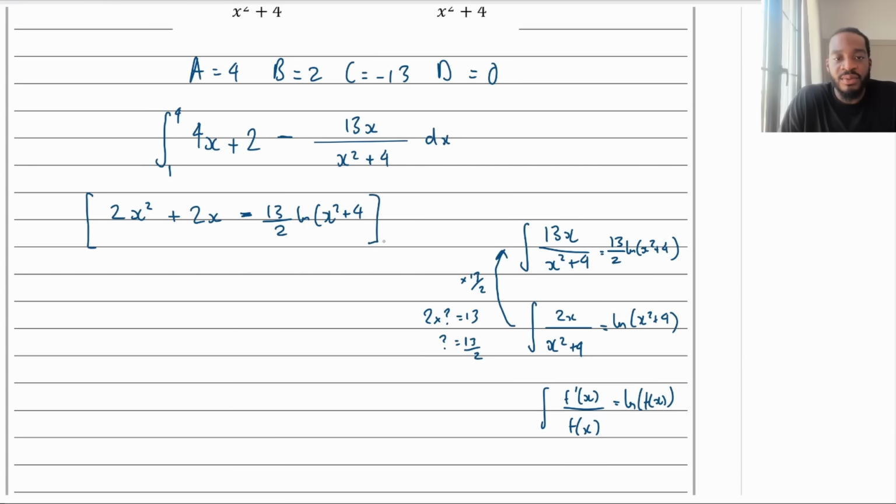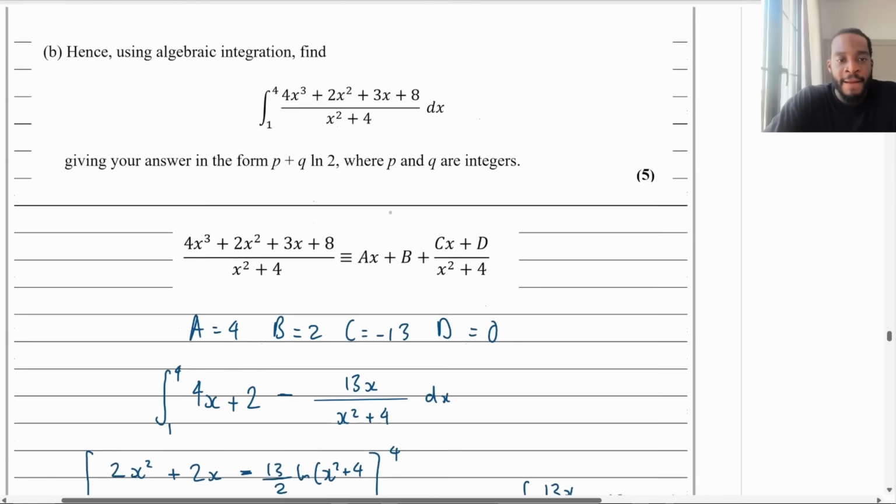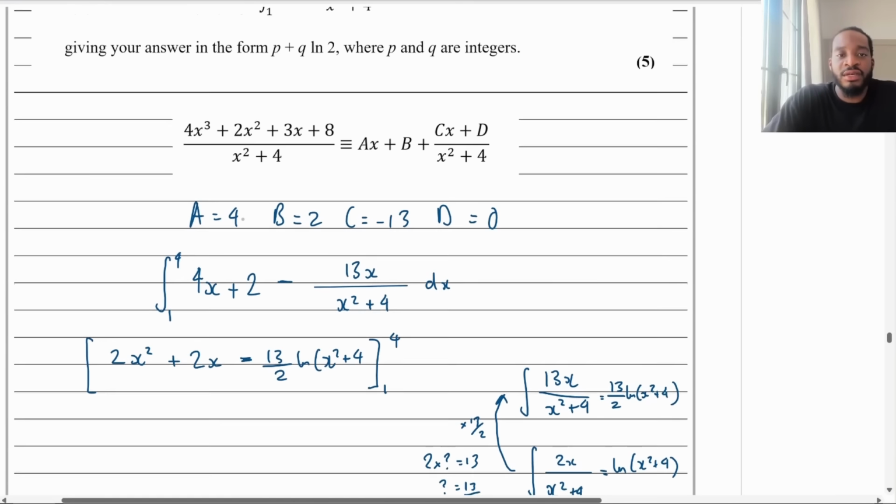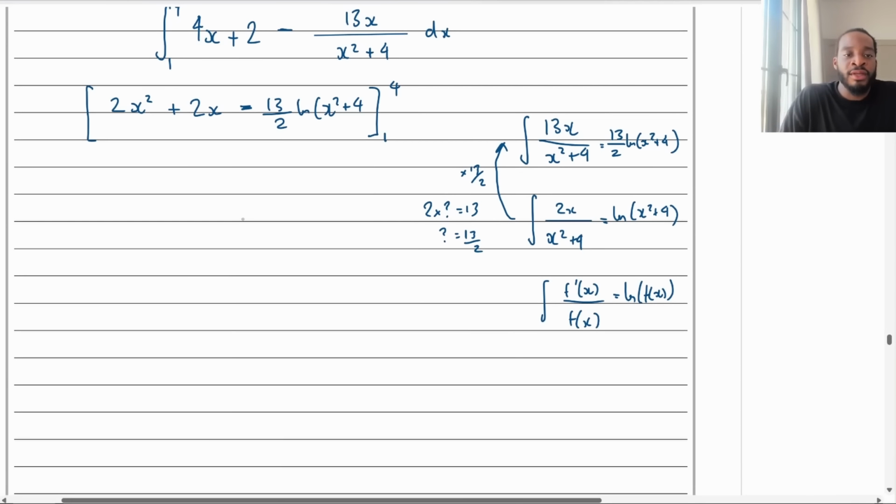And this is going to be between 1 and 4, isn't it? Those are the limits, weren't they? Yeah. So now it's just about evaluating, right? Plug in the upper limit, plug in the lower limit. What's the form? P plus Q ln 2, okay? So doing that, what are we going to have? Upper limit, plug in x equals 4.